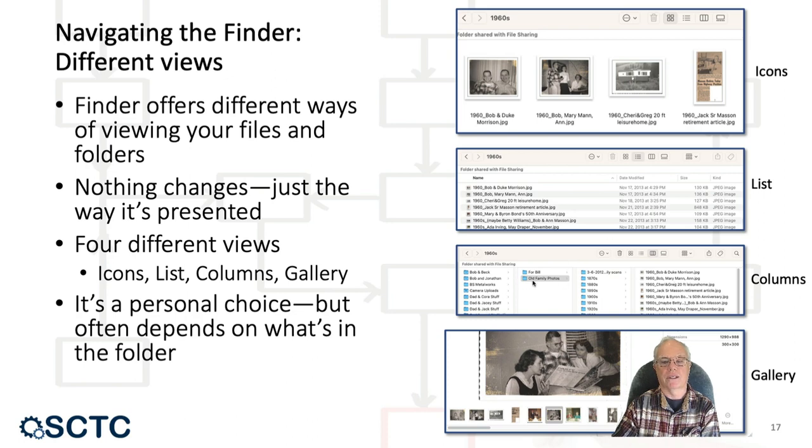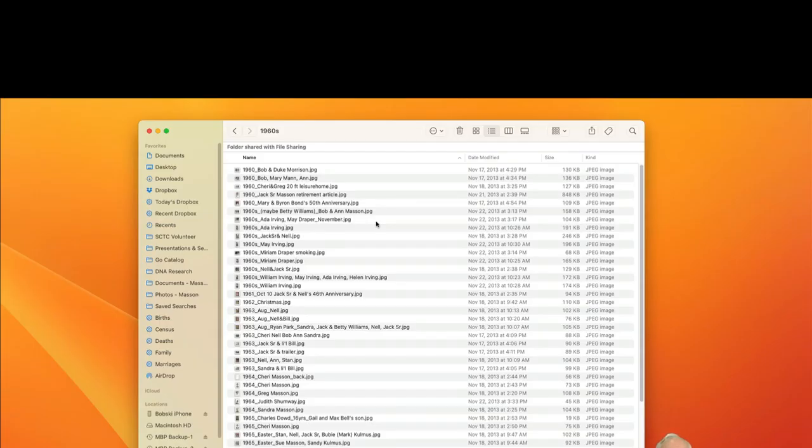Similarly with columns here, it just shows you the file names and how you got to that particular location. The gallery view is definitely useful when you have a lot of photographs. So we were talking about the different views.